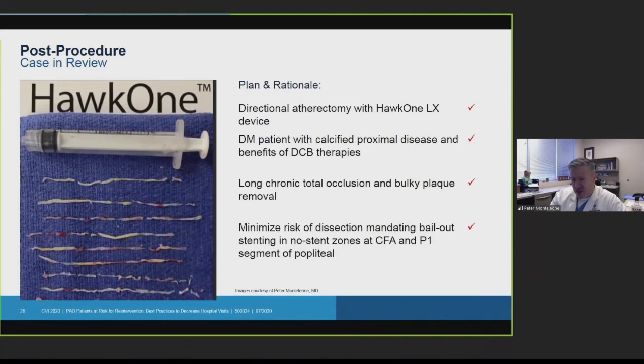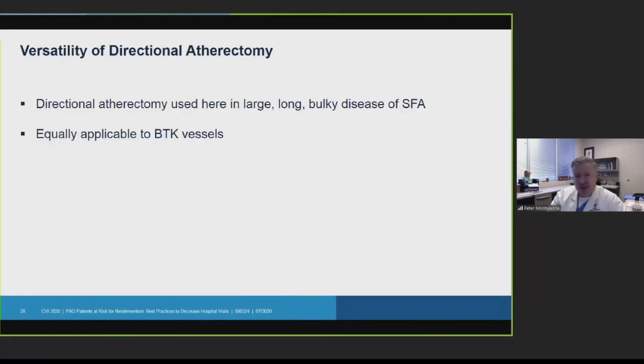We used directional atherectomy. We allowed for the benefits in our diabetic patient with calcified proximal disease. We treated a long chronic total occlusion with bulky removal of plaque, as you see on the left. And operationally, even beyond the data, through vessel preparation, we minimized risk of dissection mandating bailout stenting in these classic no stent zones of the common femoral at the top and the P1 segment at the bottom.